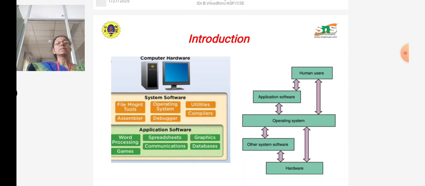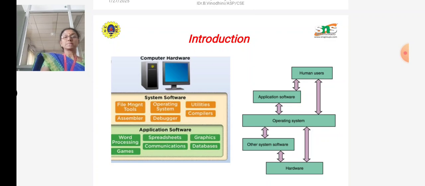The four components of a computer system are: first the user, then the hardware, next the application program, and then the operating system. In software we have two types: one is application software, the other is system software.